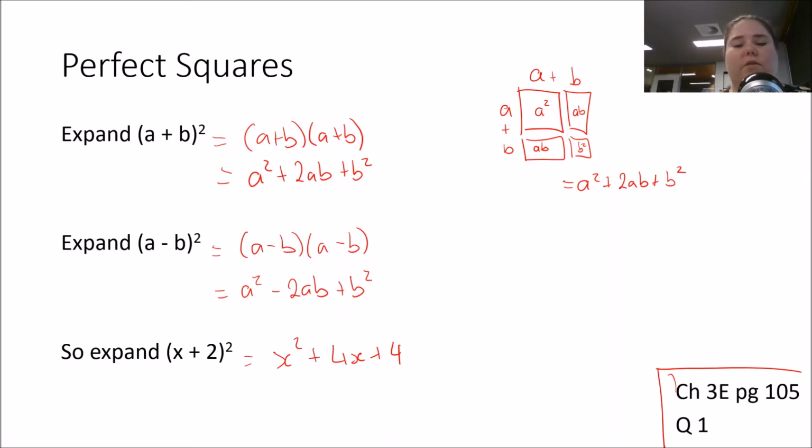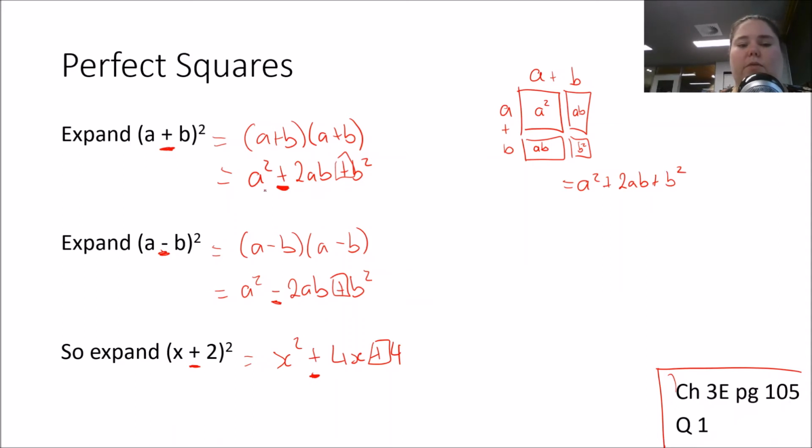3E, 105, question 1. But now we want to think about these perfect squares and how they've expanded. If you did all of the ones in question 1, you should notice that the sign in your bracket matches the first sign in your expansion. See? Negative, negative, positive, positive. And our last sign is always a positive. Okay, that's important.